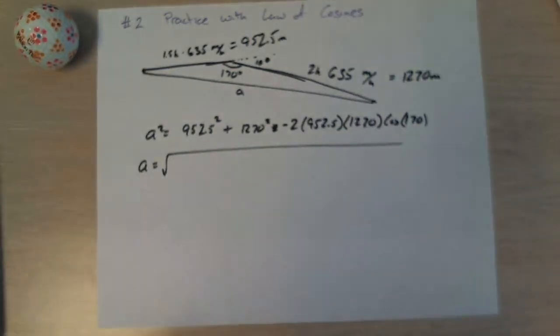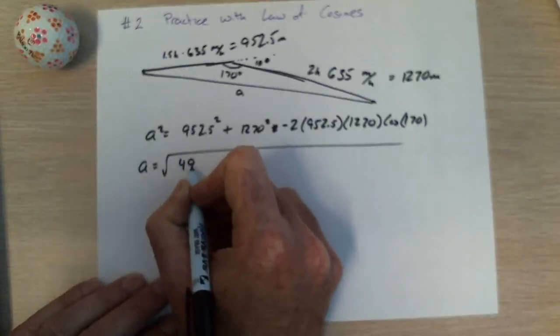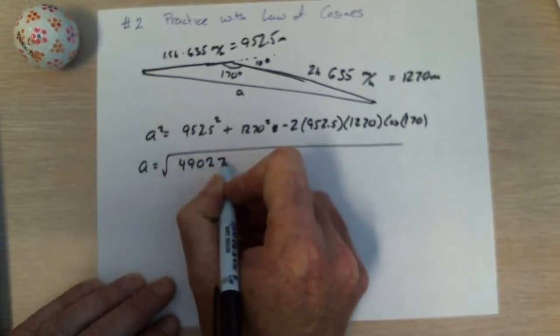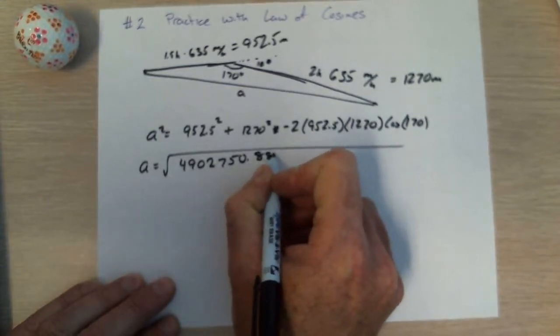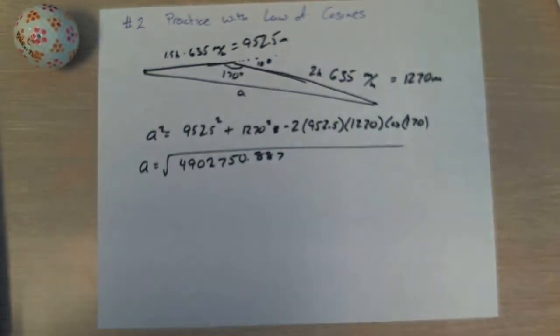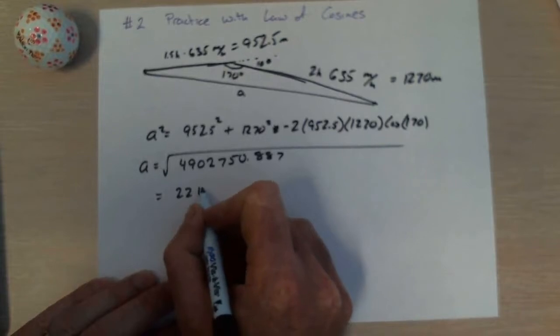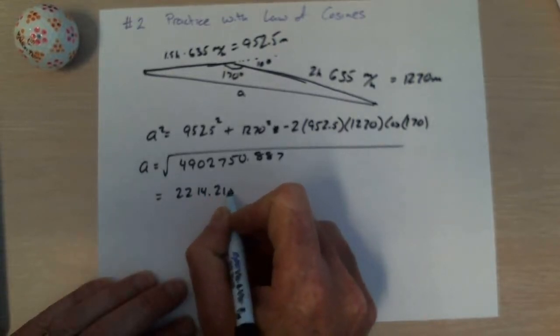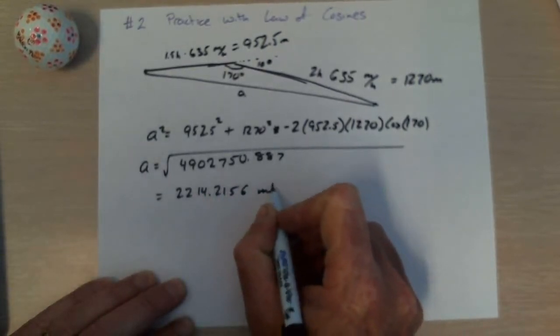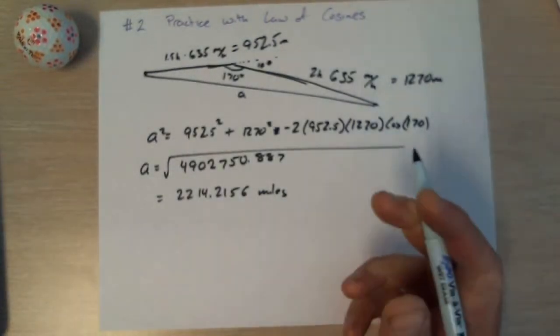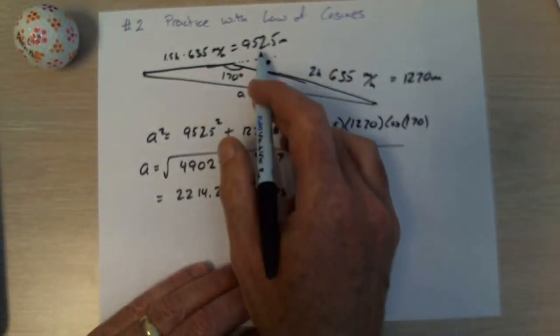And all that is equal to 4902750.887. And if I take the square root of that, I get 2,214.2156, whatever, miles.